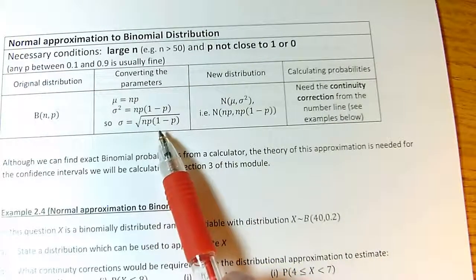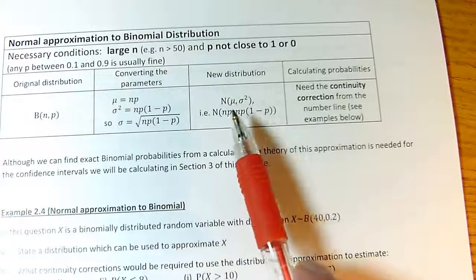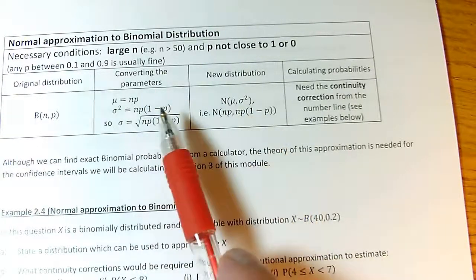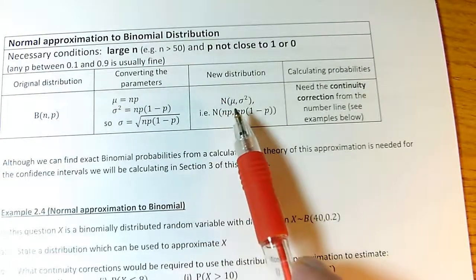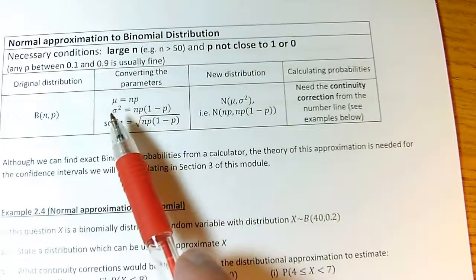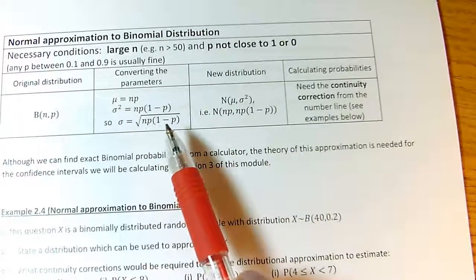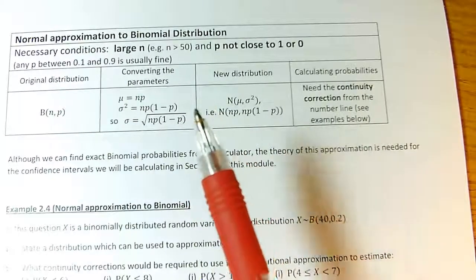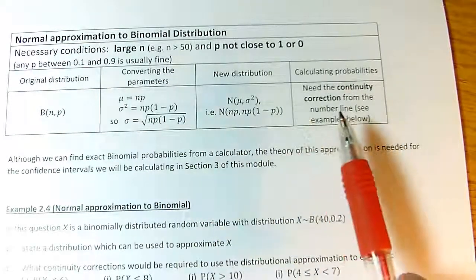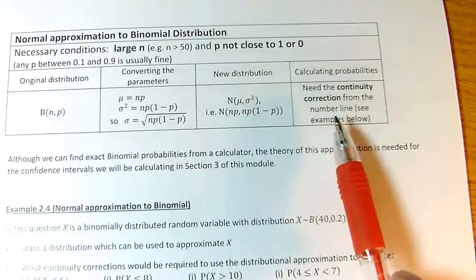All right, so if the original distribution is binomial, then we can work out its mean and its variance and therefore its standard deviation. The normal distribution we set up obviously should have a mean that agrees with this mean, a variance that agrees with this variance, and a standard deviation that agrees with this standard deviation.